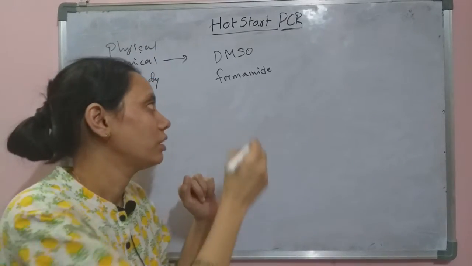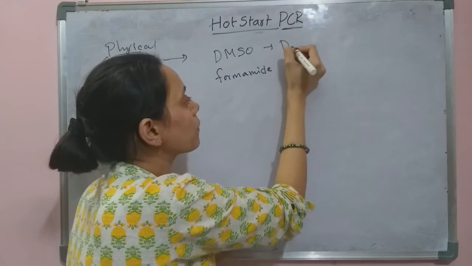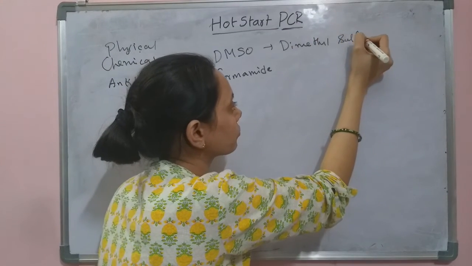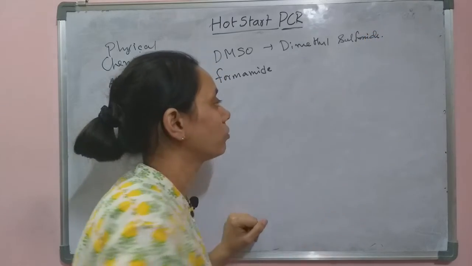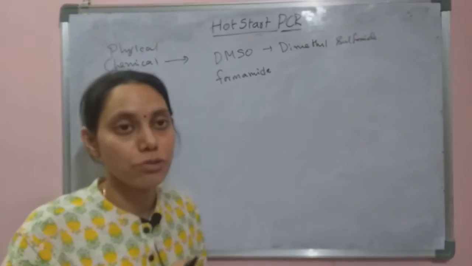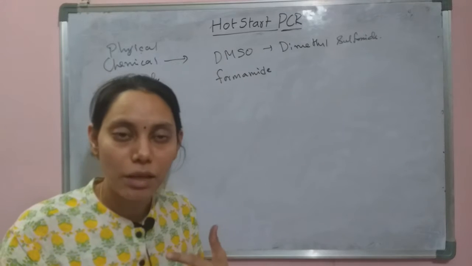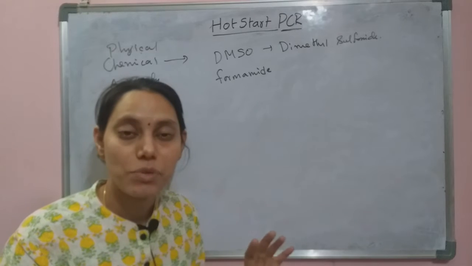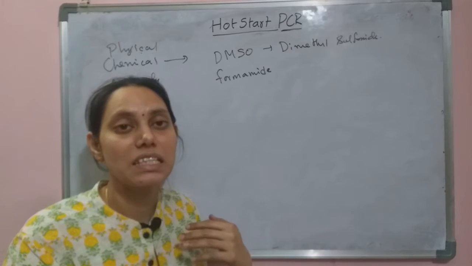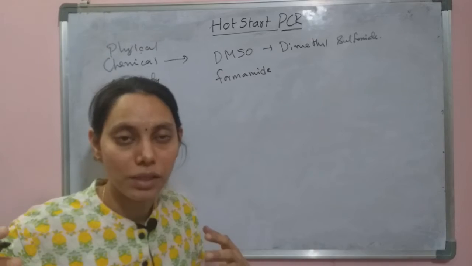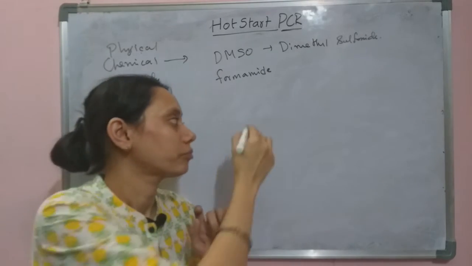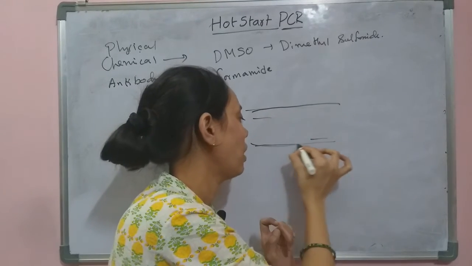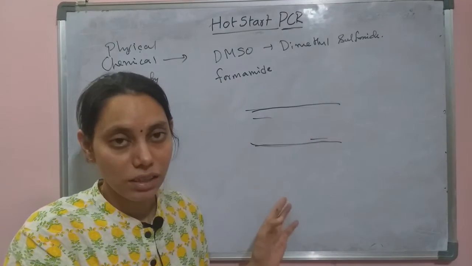These two chemicals, DMSO stands for dimethyl sulfoxide. So these two chemicals are generally used to increase the melting temperatures of the primers and the DNA templates. As the melting temperatures are increased, the specific binding between the primer and the template will happen. That means primers will go and ensure binding with the targeted portion.